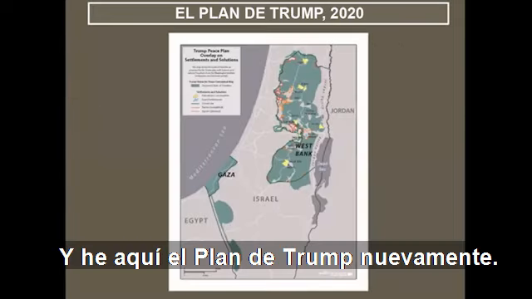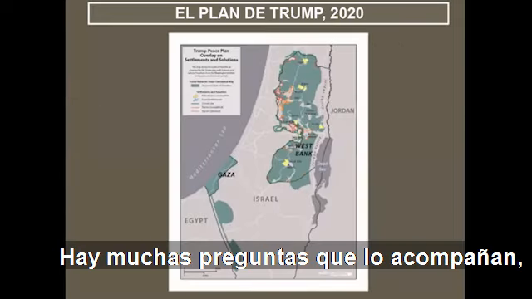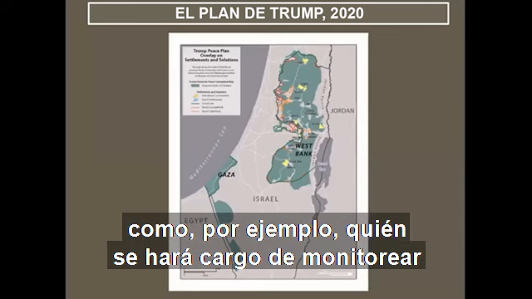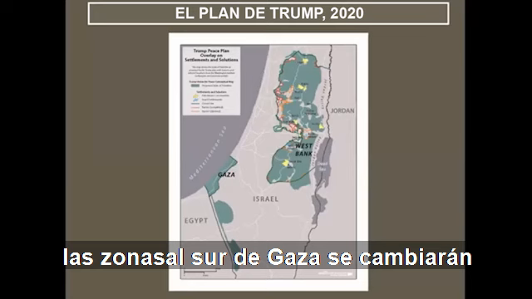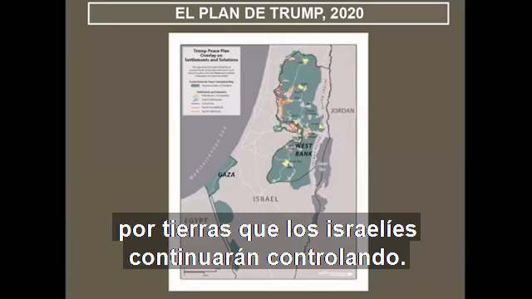Here again is the Trump plan. There are many questions that go with it, including who's going to monitor the individual areas that are the enclaves that are going to be established by land swaps, because the areas to the south of Gaza are to be swapped for lands that the Israelis will continue to control.